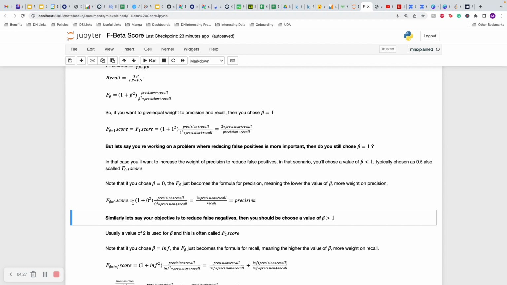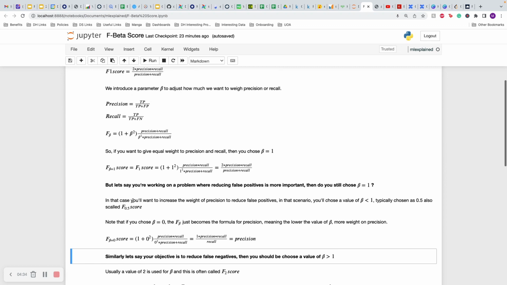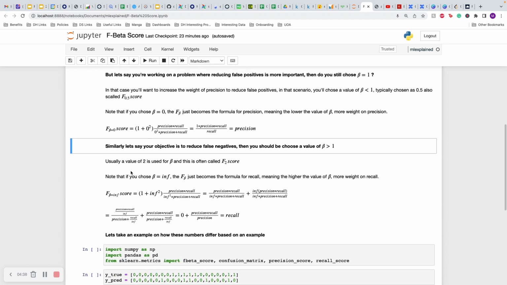Again, to check how much emphasis a beta greater than 1 gives to the recall, because if you emphasize recall, you reduce false negatives. Well, let's take another extreme example of beta equals infinity. Then this becomes (1 plus infinity squared) times precision times recall, divided by (infinity squared times precision plus recall). We expand this: this is precision times recall divided by infinity times precision plus recall.